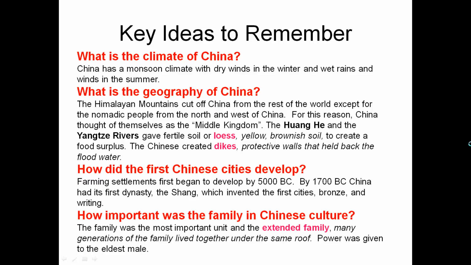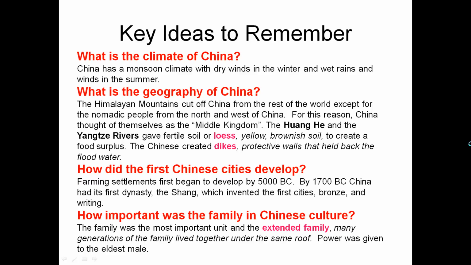Also, the Huanghe and the Yangtze rivers gave fertile soil, or loess, another term for yellow-brownish soil, to create a food surplus. The Chinese created dikes, or protective walls, that held back the floodwater. Now, how did the first Chinese cities develop? Historians feel that by 5000 BC, the first farming settlements began to develop. By 1700 BC, China had its first dynasty, the Shang, which invented the first cities, bronze, and a unified writing code.